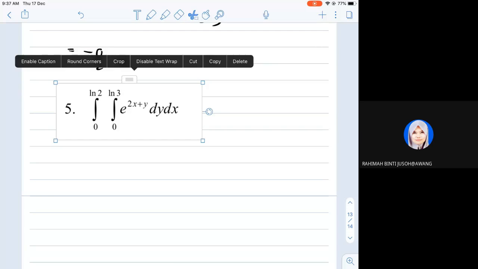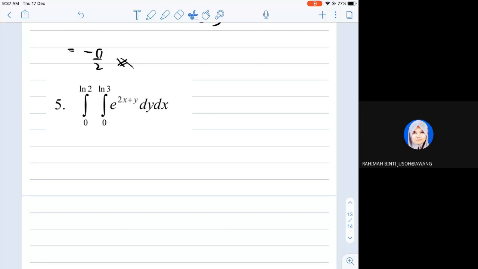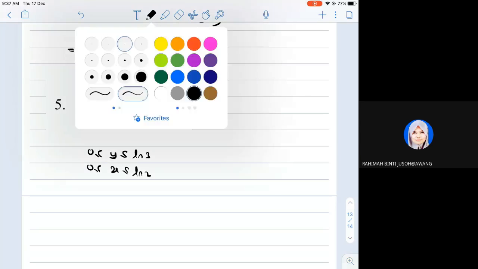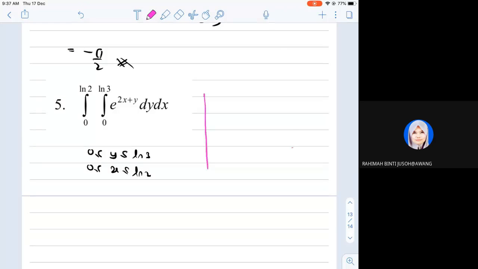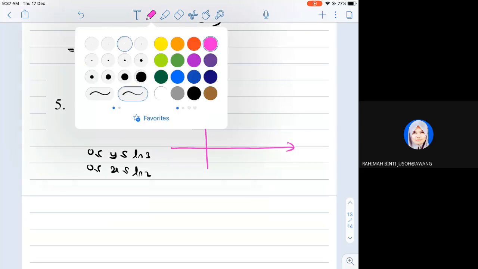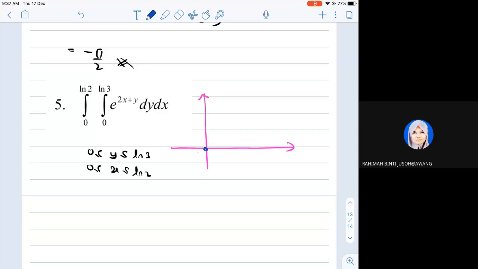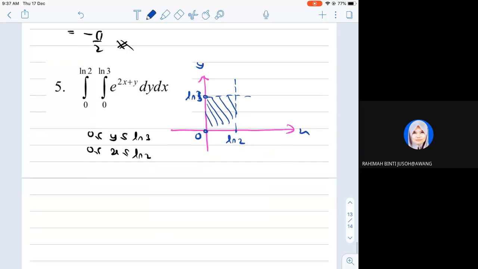Okay, question number 5. Now, sketch the region y from 0 until ln 3, and x from 0 until ln 2. Don't panic with the ln, it's still a constant. So you can just sketch the region: y equals 0 and y equals ln 3, and x from 0 until ln 2. So we have this and this. Therefore, this is the region.